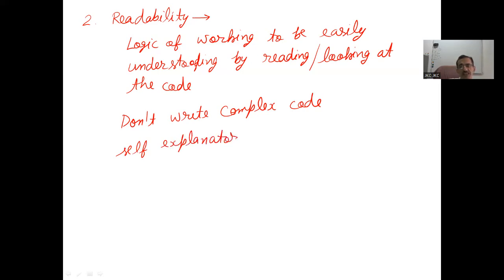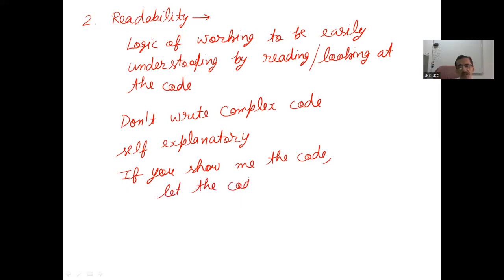I will simply say the thumb rule will be that if you show me the code in the lab, I should say, let the code speak, not you. Of course, now you can't say that code doesn't have a mouth, code doesn't have a tongue. So I mean that your explanation should not be needed. Code should be automatically understandable.